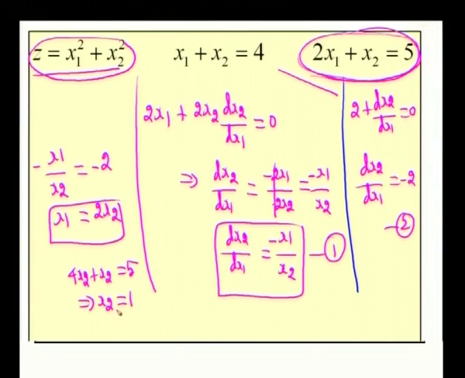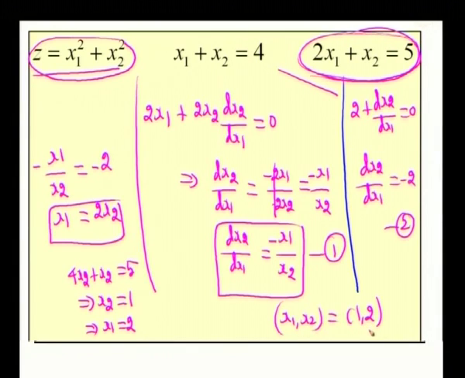From this equation, we will get the x2 value equal to 1. With the help of x2 equal to 1, by substituting in this equation, we will get 2x1 plus 1 equal to 5. So, it will become 2x1 equal to 4, which gives us x1 equal to 2. So, from equations 1 and 2, we will get our x1 and x2 values as 2, 1.